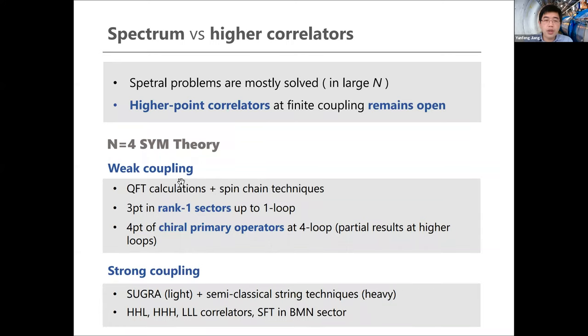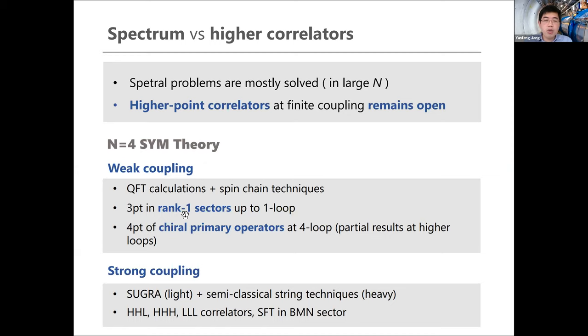So the QFT calculations are important at higher loop orders, namely beyond tree level. Say at one loop, we will need to do these QFT calculations to give us the insertion to do the higher loop computation. So using this technology, the three-point functions have been computed in all the rank one sectors up to one loop. This includes the SU(2) sector, SL(2) sector, and the SU(1|1) sector.